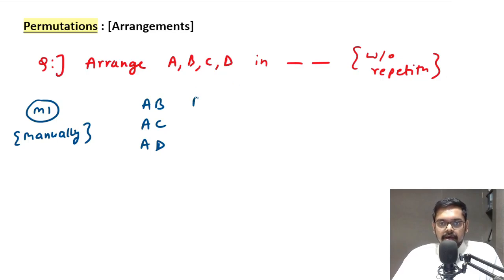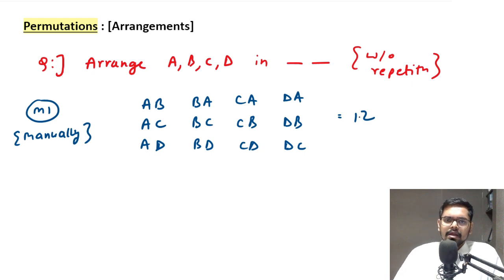Then starting with B, how many? I can say BA, BC and BD. Similarly, starting with C: CA, CB, CD. Starting with D, I can say DA, DB and DC. So total how many? Total is 12. There can be no more words apart from them. So yes, the final answer is 12.